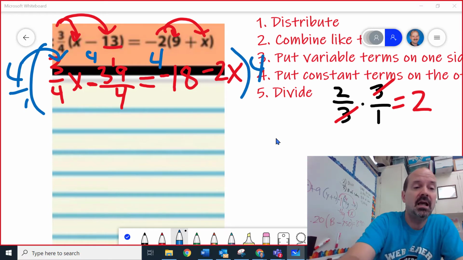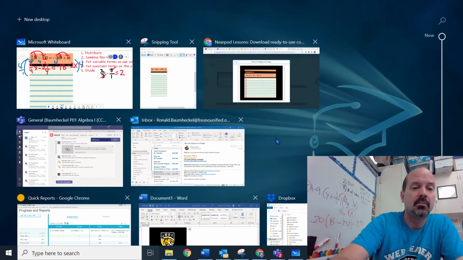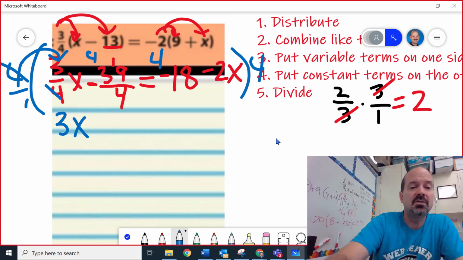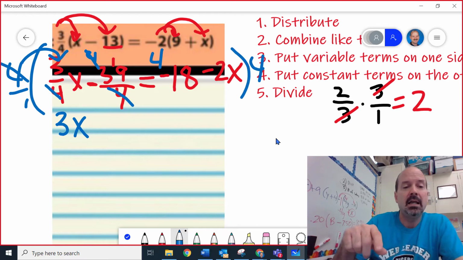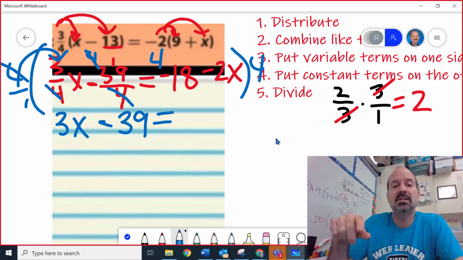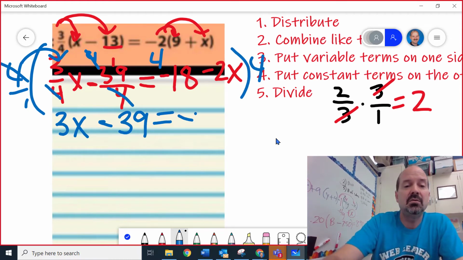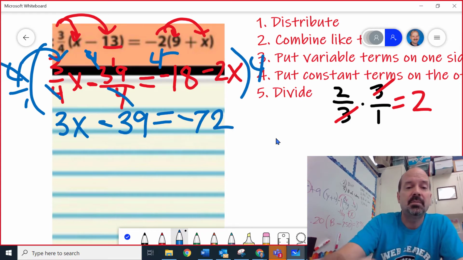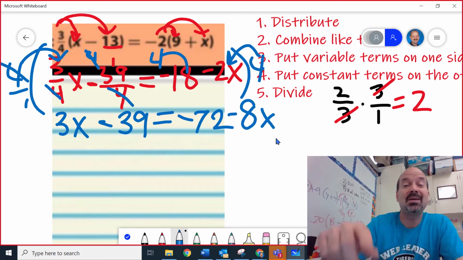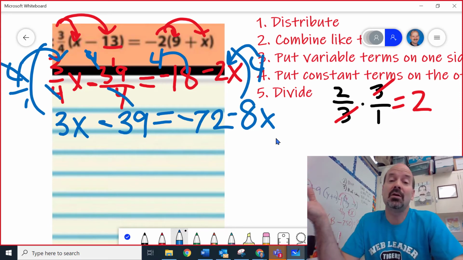So these 4s, they actually cross-cancel. These 4s cross-cancel, and I get 3x. And then these 4s also cross-cancel, and I get -39 equals. And then 4 times -18 is a -72. Okay, that's this part. And 4 times -2x is a -8x. So that's an extra step. It's not even on our list, but it helps get rid of all those fractions.